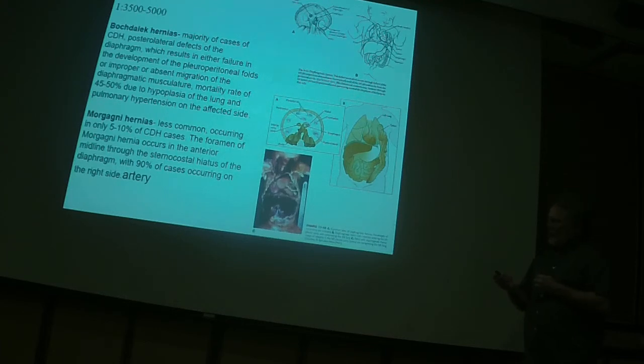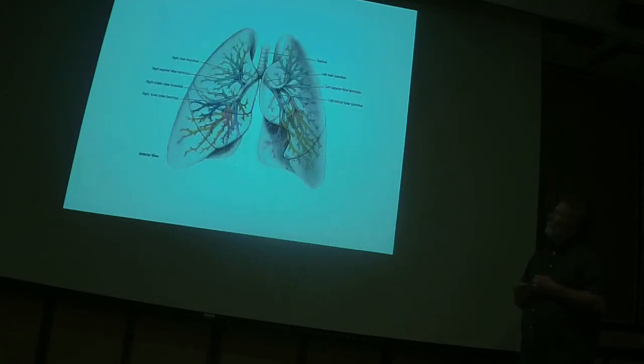So consider 1 in 2,000 to be the cutoff between common and rare. Okay, we're going to start with lung development.